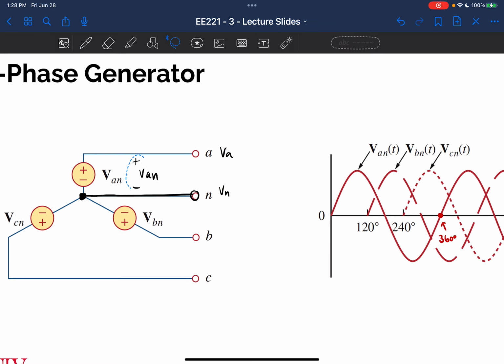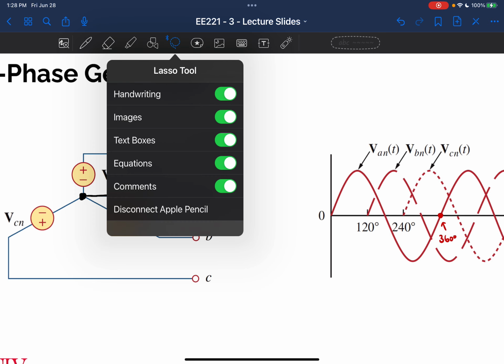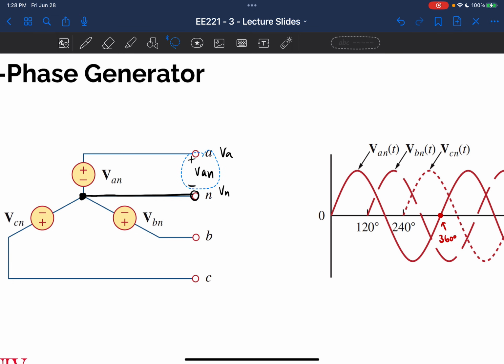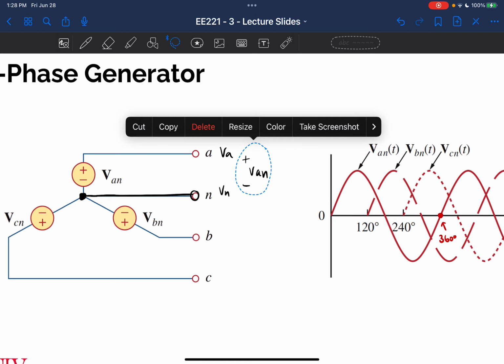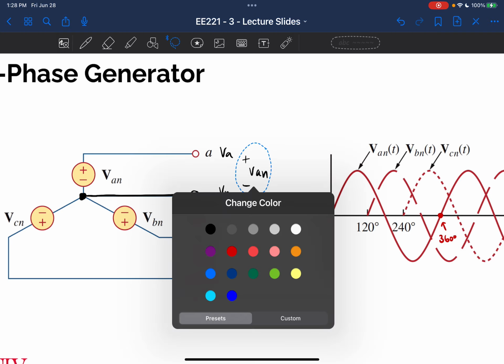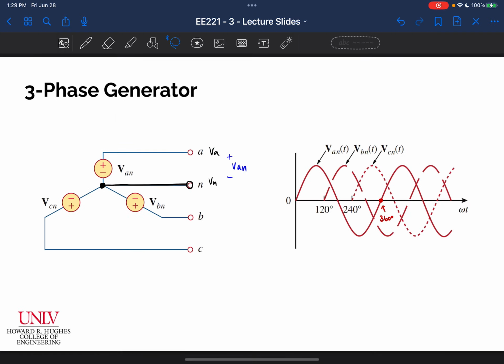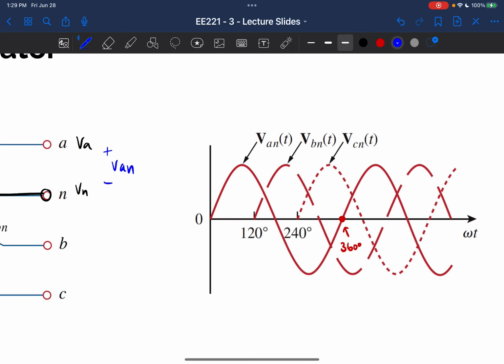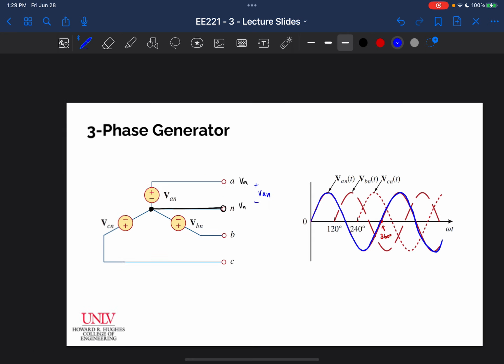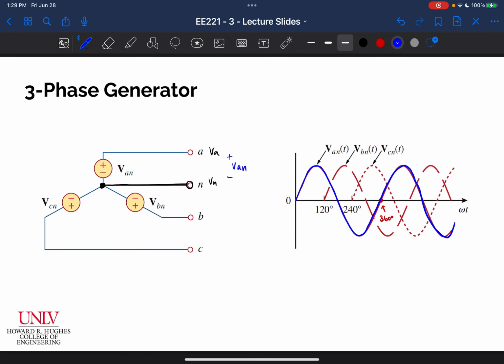Why is it taking the whole thing? Oh, I probably have to deselect images. Okay, good. So VAN is right there, and let's label this in blue. And so that source VAN would produce this sinusoid right here. Forget the rest of the sine waves for now, but that is going to be produced by VAN. Okay, so that's one voltage source, right?